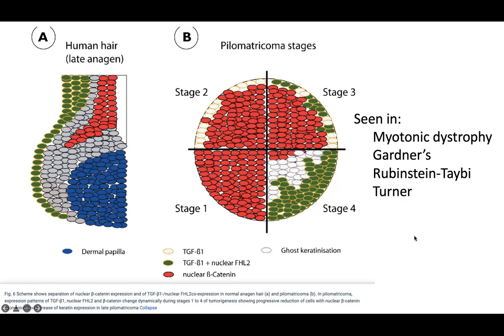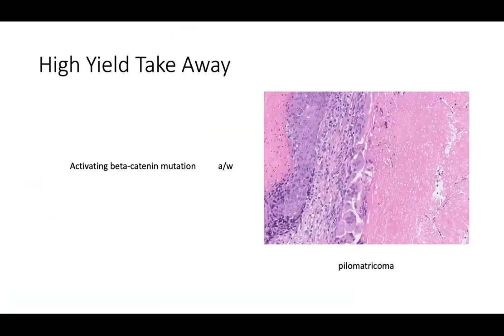It's important to remember that pilomatricomas are seen in multiple types of diseases. These include myotonic dystrophy, Gardner syndrome, Rubinstein-Taybi, and Turner syndrome, to name a few. If a patient has more than 6, I would say 6 or more, based on the literature, pilomatricomas, you should start working this patient up for some type of genetic defect. So the high yield takeaway point is that activating beta-catenin mutations are associated with pilomatricomas.